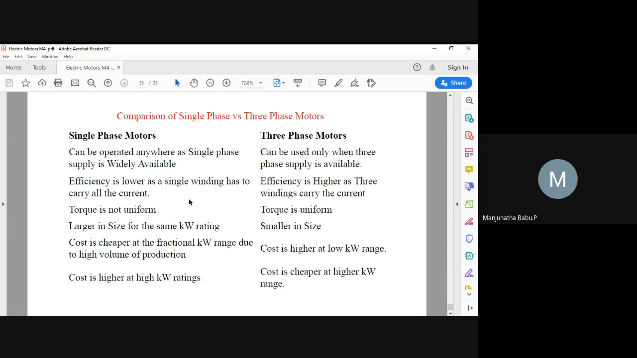Also, in single phase we get only one voltage, whereas in three phase we get two different voltages: one is the line voltage and the other is the phase voltage. So these are some comparison points between single phase and three phase induction motors.